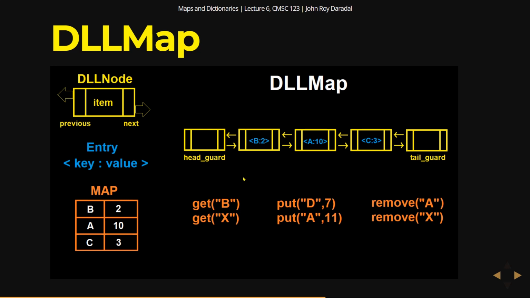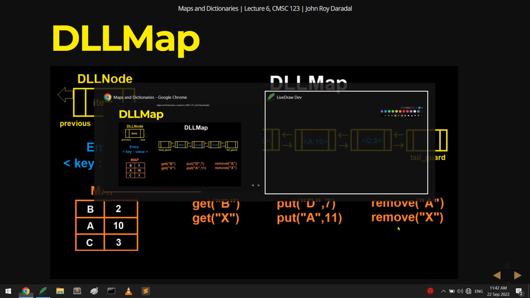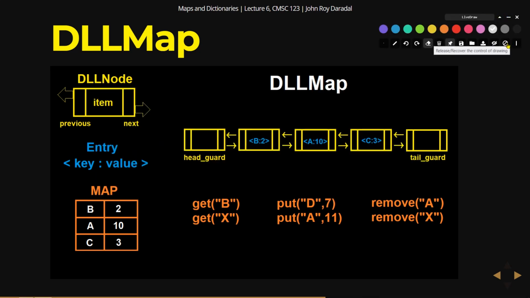So for the DLLMap, you have the DLL here with the head guard and the tail guard. You remember the sentinels that guard the front and the back of the DLL. You have 3 entries, so you also have 3 DLL nodes here, and each DLL node will hold 1 entry. For the first node, that would be B:2. For the second node, that would be A:10. For the third node, that would be C:3. Okay, so this is an example of the DLLMap implementation. Now, what would happen if we ran these 6 methods here in total? So let's see.